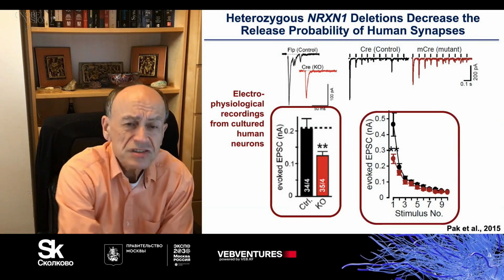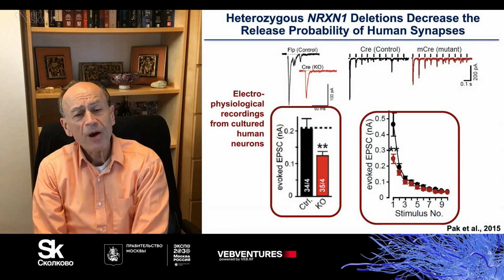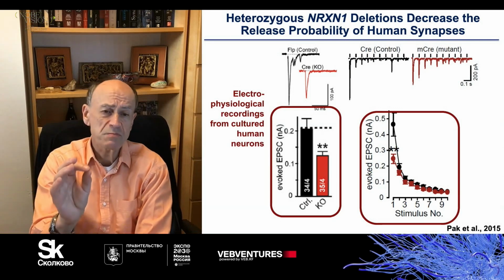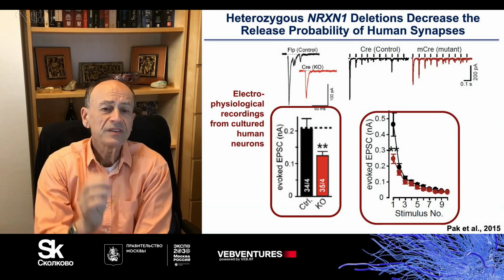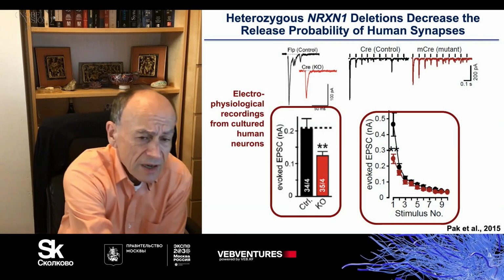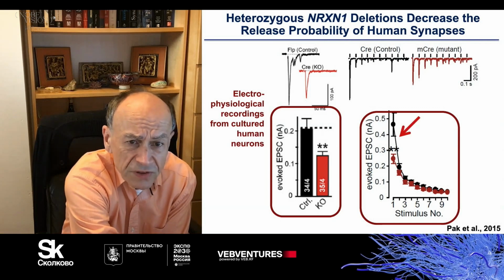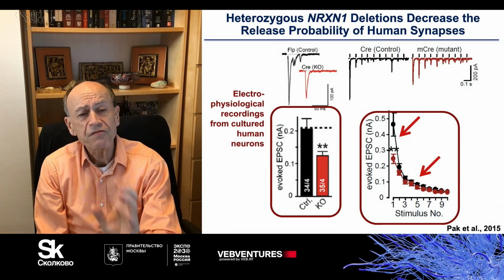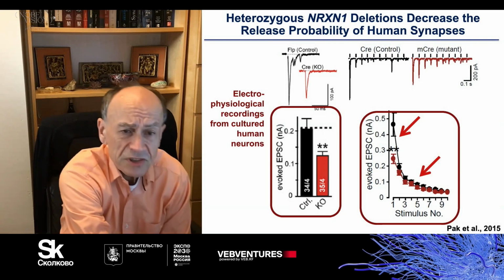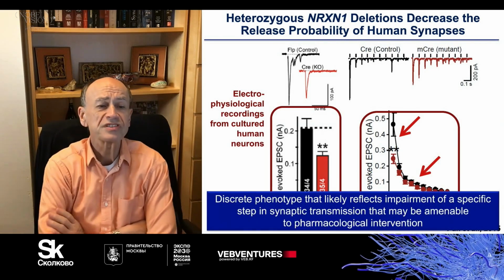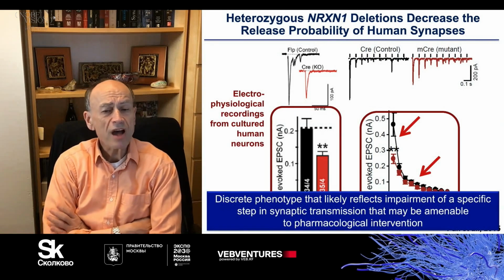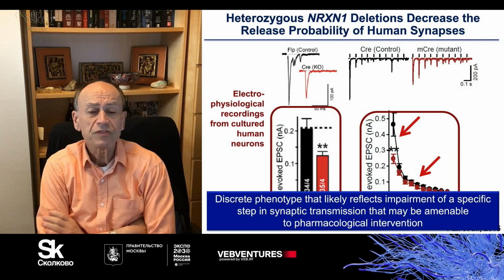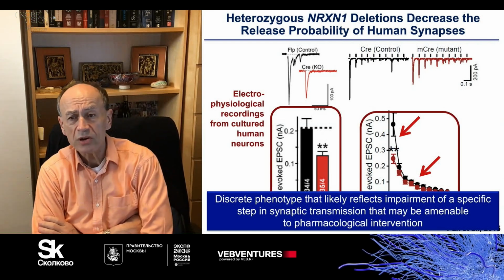When we did repeated stimuli, as shown here on the right, we found that this selective decrease in synaptic strength only applied to the first response of a stimulus train, suggesting that subsequent responses normalize. And this discrete but robust phenotype was quite surprising because it demonstrated that there was a selective effect of this mutation on synaptic transmission, on how synapses process information, and suggests a possible defect, a possible impairment that might be amenable to pharmacological intervention, and thus is important.